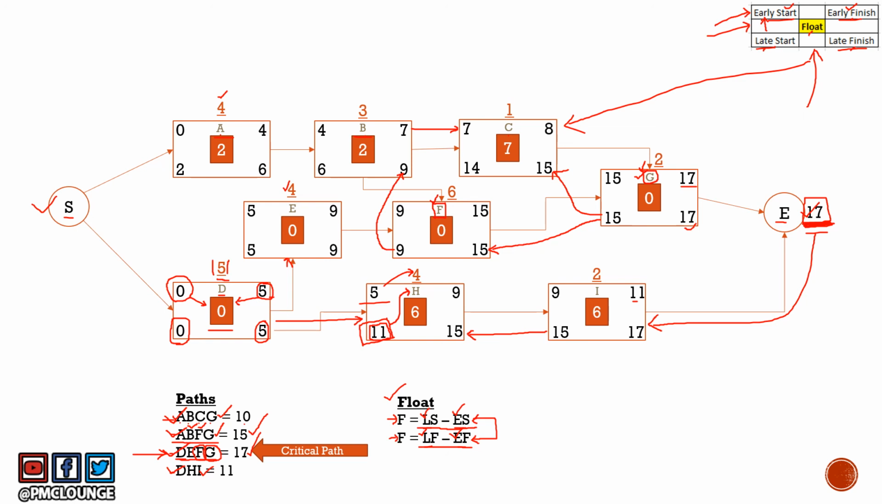The late start is 11. The early start, of course, is 5. That is where D was ending, but the late start is 11, which means this is not something urgent. This is not something that you should be putting all your efforts into. This activity can wait. To understand this dynamic of the project schedule, it is very important that the project manager knows the early start, early finish, late start, late finish for every single activity in his or her project. So this is how you calculate all the values.